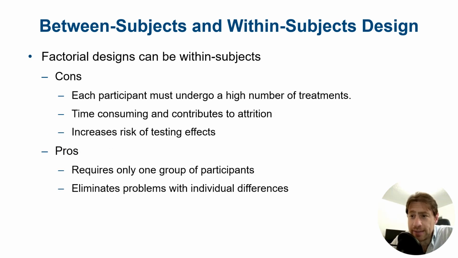So factorial designs can also be within subjects. And here are also disadvantages and advantages aplenty. So the disadvantages. One is participant attrition. People may drop out due to the time-consuming nature of undergoing multiple treatment conditions across time. Then you have to worry about order effects. So repeated measurements can lead to fatigue and practice effects and other testing effects.